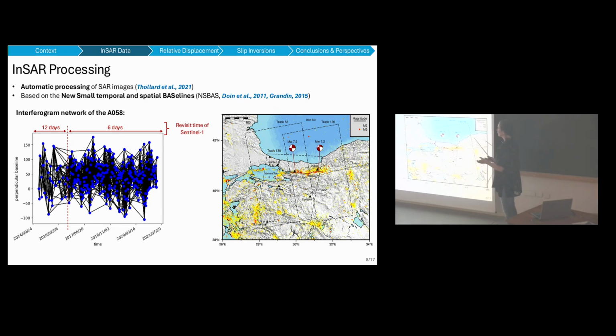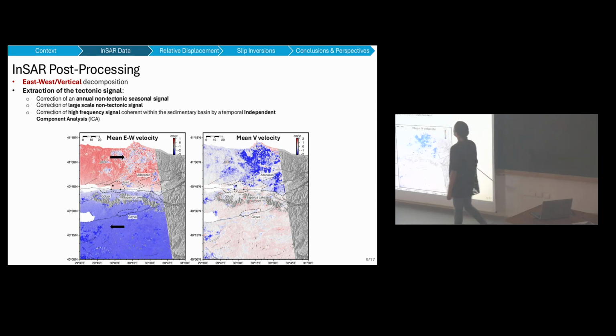Now the idea is to extract the tectonic signal from these time series. To do so, we applied a specific post-processing sequence to our time series. The first step was to decompose the signal into horizontal and vertical time series of deformation. By using an ascending and a descending track, we are able to do this decomposition. And because our segment is east-west, we can make the hypothesis that the north-south displacement is negligible compared to the east-west one. Like this, we obtain an east-west and a vertical time series of deformation overlaying our study area.